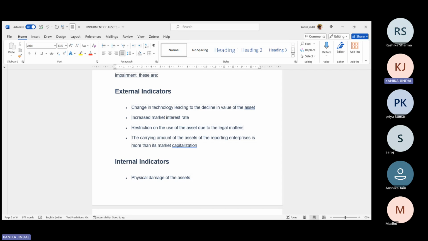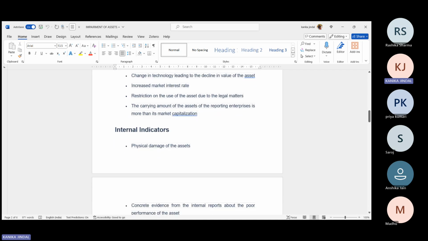So external indicators include the change in technology leading to the decline in value of asset. The technology has been upgraded. Increased market interest rate. The market interest rate has been increased. There is a restriction on the use of assets due to some legal provisions or legal matters. The carrying amount of the asset of the reporting enterprise is more than its market capitalization. So these are the external indicators which are not in control of the organization. These are the indicators due to external forces. That is why they are called external indicators.